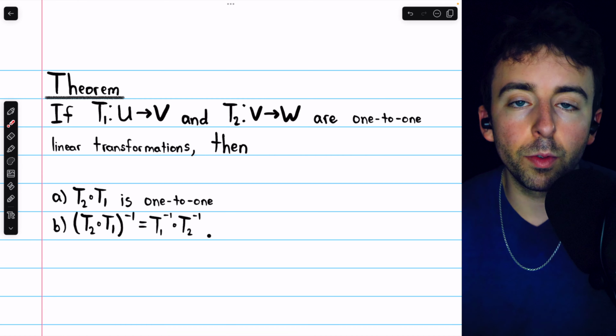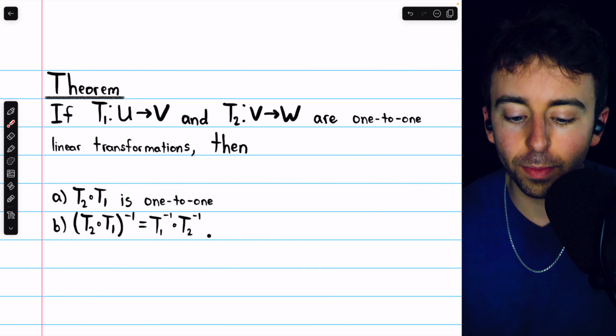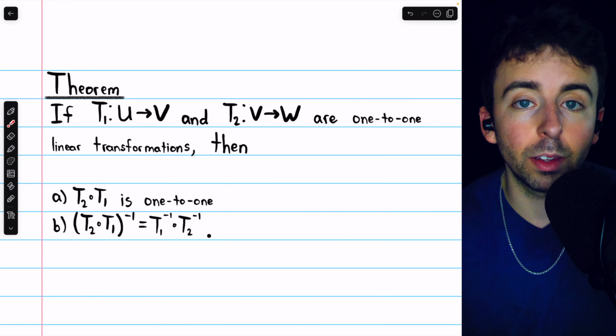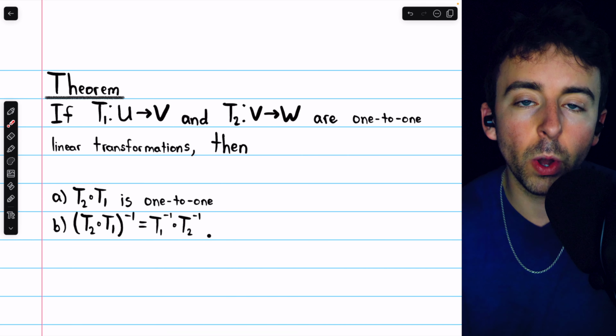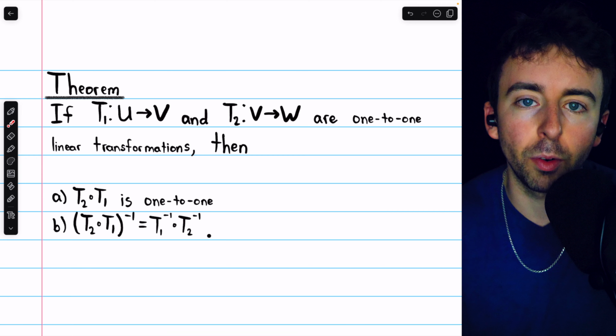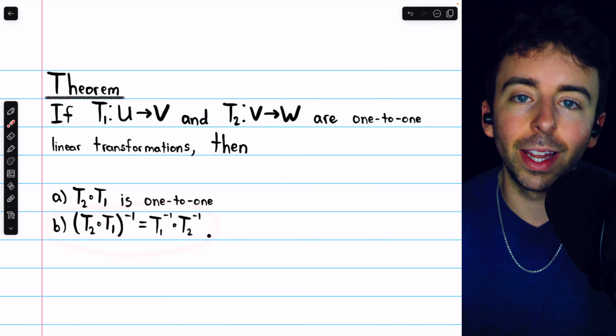We'll finish with the proof of two more nice facts about compositions of linear transformations. If we're taking the composition of one-to-one linear transformations, then the composition will also be one-to-one. And also, how do we take the inverse of a composition of transformations? Well, it turns out this is how we do it, in a pretty familiar manner.